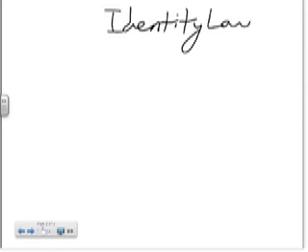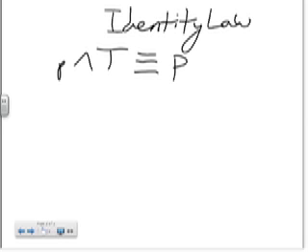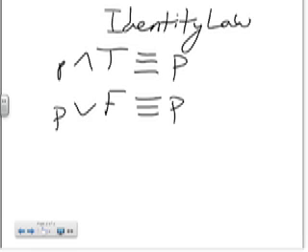First, the identity law. It's defined as P and a tautology is equivalent to P. Along the same notion, P or a contradiction is equivalent to P.